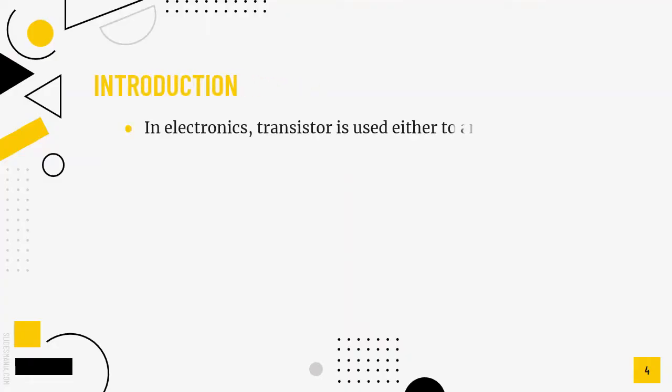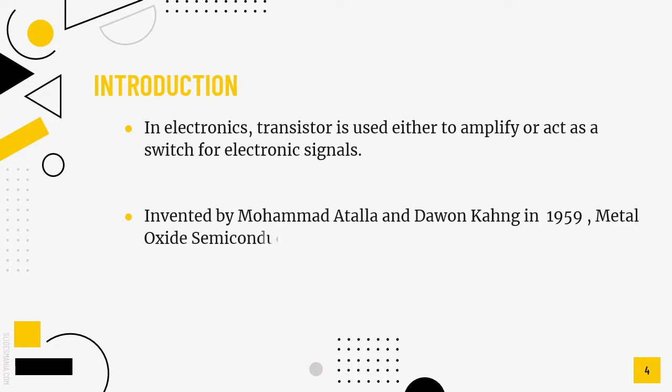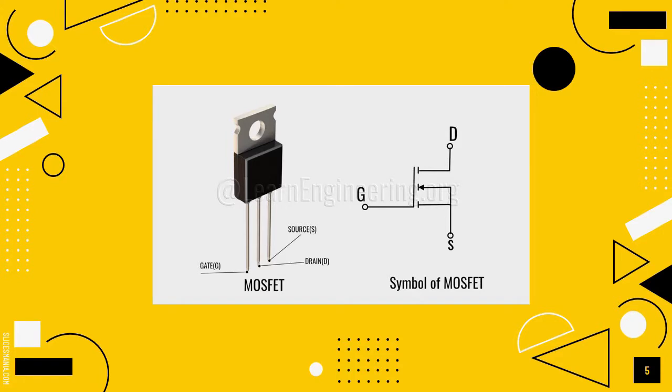In electronics, a device that is used either to amplify or act as a switch for electronic signals is known as a transistor. Invented back in 1959 by Mohamed Atalla and Dawon Kang, the metal oxide semiconductor field effect transistor, or simply known as MOSFET, is one of the most commonly used transistors in electronic applications. MOSFET is a device that is made up of three terminals, namely the source, drain, and also gate.